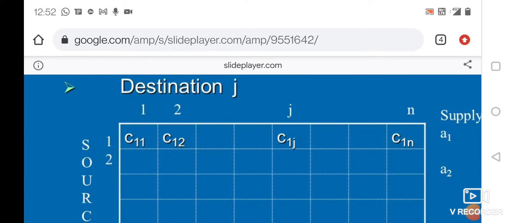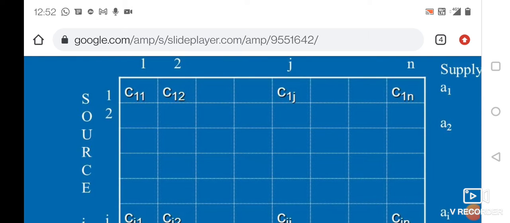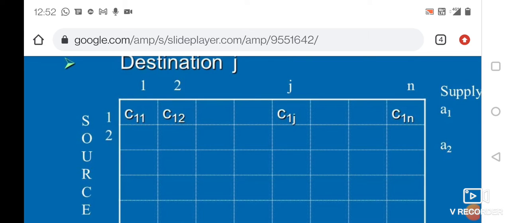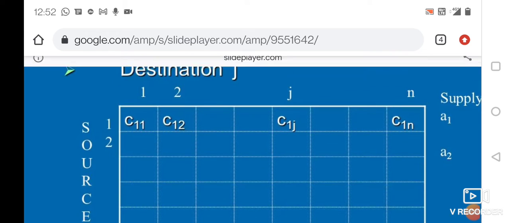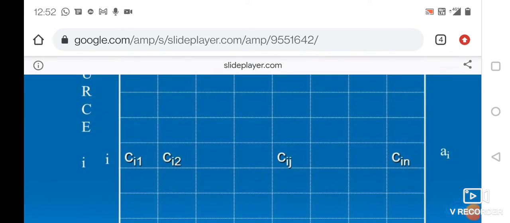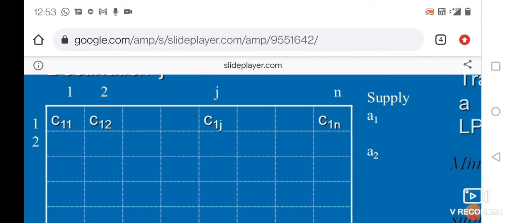This is the general chart of the destinations j. These are 1, 2 up to j up to n, the destinations, and 1, 2, i up to m, the sources. These are C11, C12 up to C1j, and this supply is A1, A2, Ai.